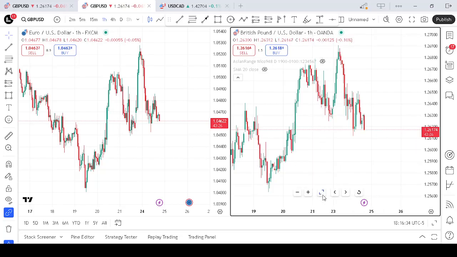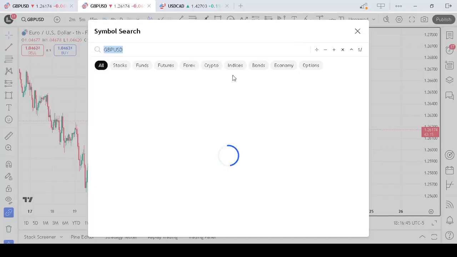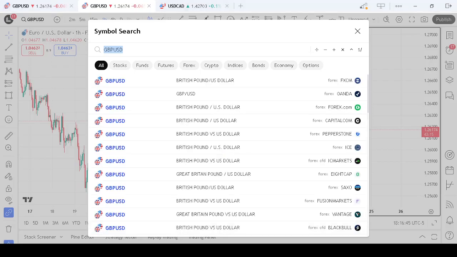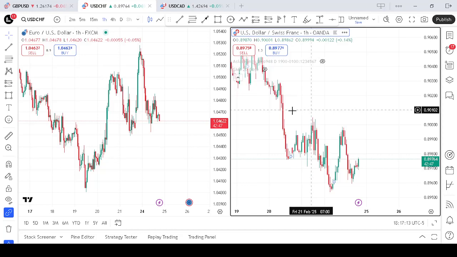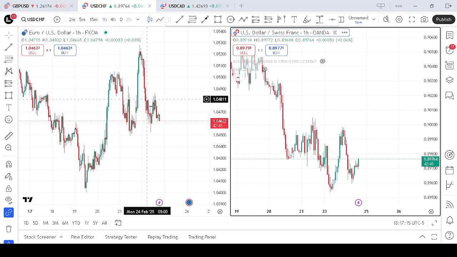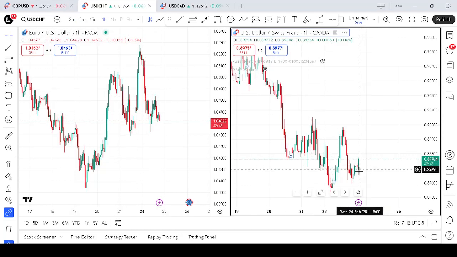Now on the flip side, EUR/USD and USD/CHF demonstrate negative correlation, as seen in the chart. While EUR/USD is coming down, USD/CHF is going up. They are directly opposite and they demonstrate negative correlation.